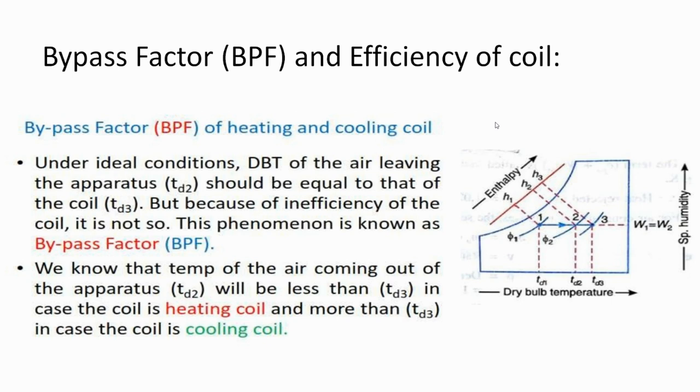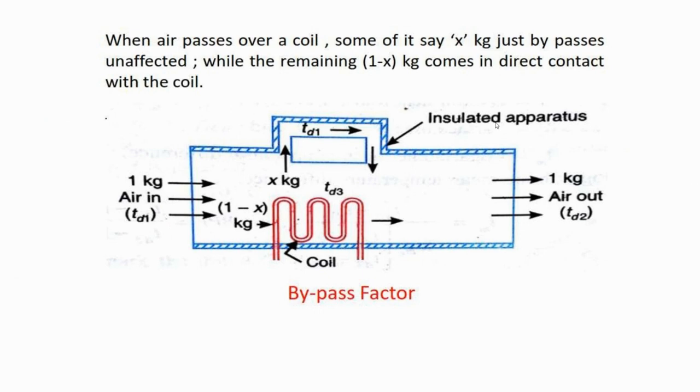So we know that the temperature of the air coming out of the apparatus TD2 will be less than the TD3 in case the coil is heating, and more in case of cooling. So we will see how we can get the bypass factor. Here it is shown by the diagram. Here we can get it easily.